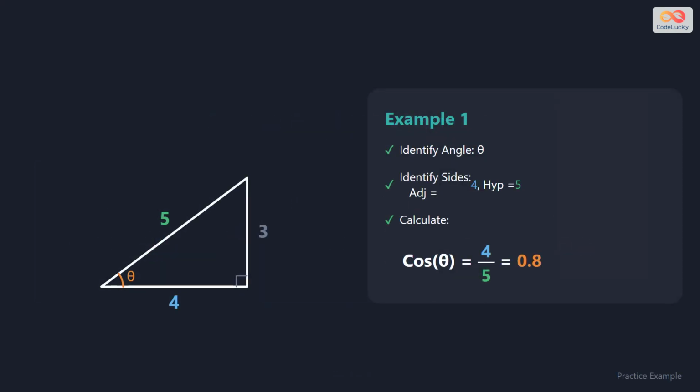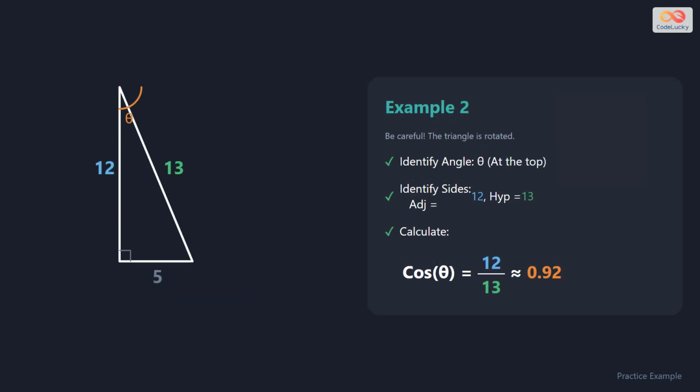Let's try an example. Here we have a triangle with sides measuring 3, 4, and 5. First, we identify our angle theta. Next, we label the sides. The side measuring 4 is adjacent to the angle. The side measuring 5 is the hypotenuse. We ignore the side measuring 3. Applying the formula, we divide 4 by 5, which equals 0.8.